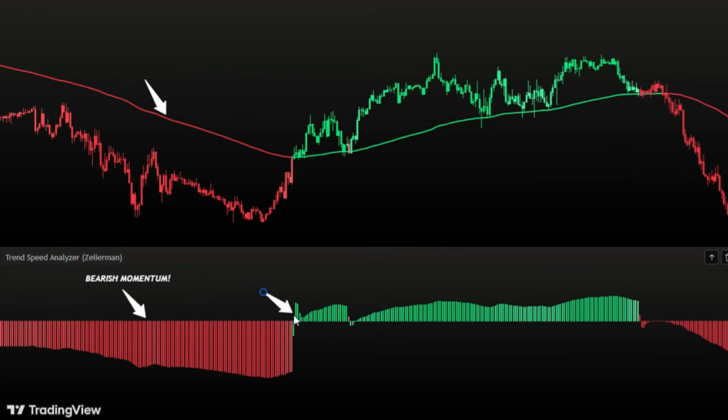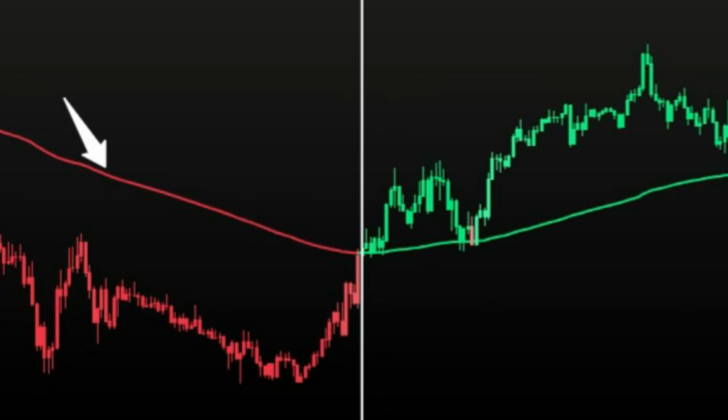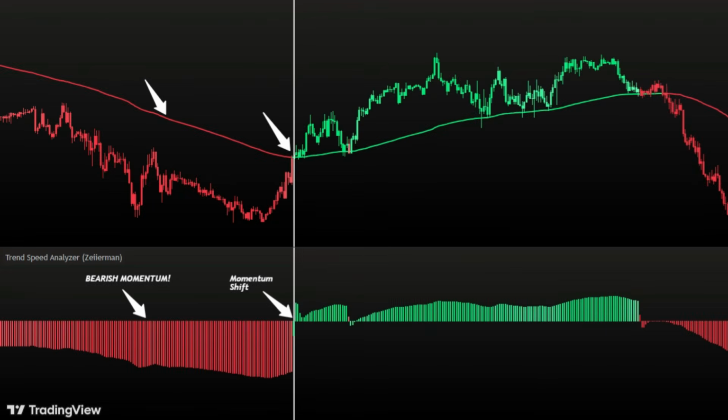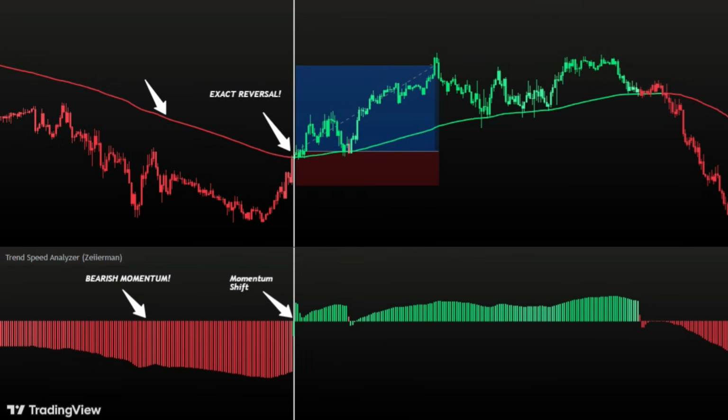When those histograms switch from red to green, that's your signal of a momentum shift from bearish to bullish. And if you check that very first green histogram, you'll notice it lines up exactly at the start of the uptrend. Candles flip green, push through the trend line, and the line itself turns green too. And at that point, you can confidently open a long trade, because the histograms confirm that the bullish momentum has taken over.